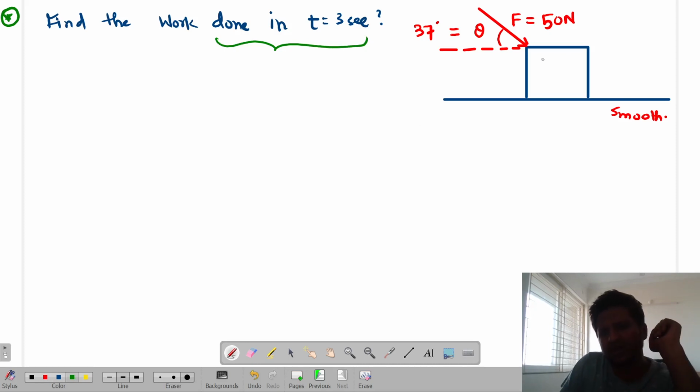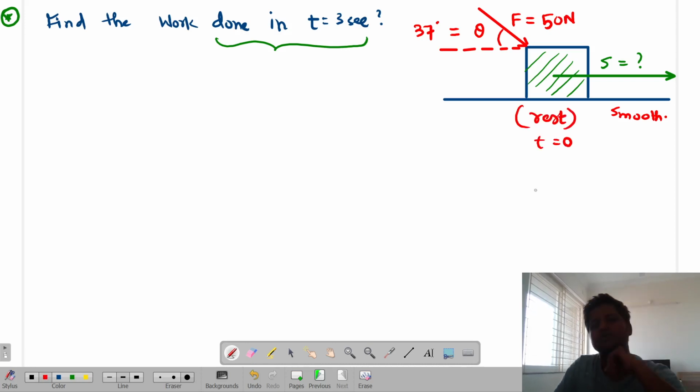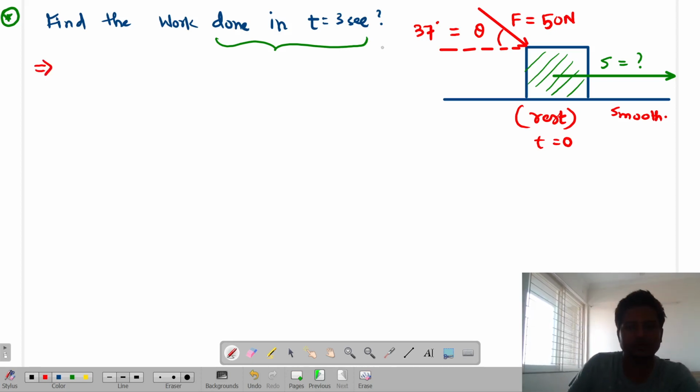Now that means the particle, I have given the force, and this surface is smooth, then the particle is going to move, isn't it? So the question is that first find the displacement in 3 seconds. Okay, first find s. Then how to find that? Let us consider that the body starts from rest. So the body will travel some distance in 3 seconds or not? How to find that how much distance it has traveled in 3 seconds?